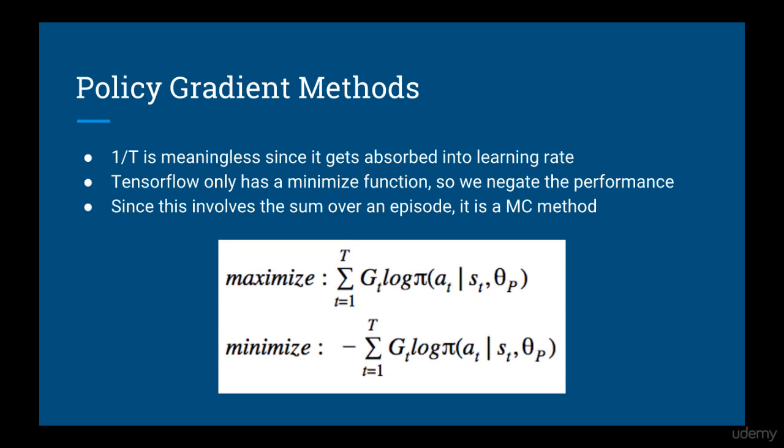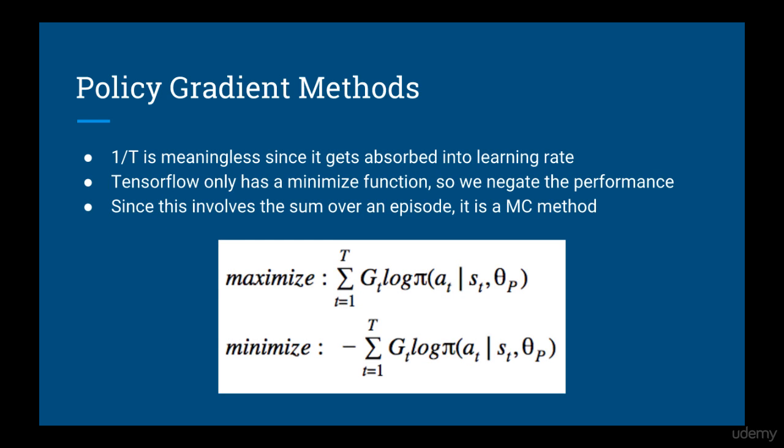And finally, we know that 1 over t is a meaningless constant because it can be absorbed into the learning rate, so we can get rid of that too. And so finally, we have an expression for the thing we want to maximize. Since TensorFlow optimizers only have a minimize function, we can minimize the negative of this.